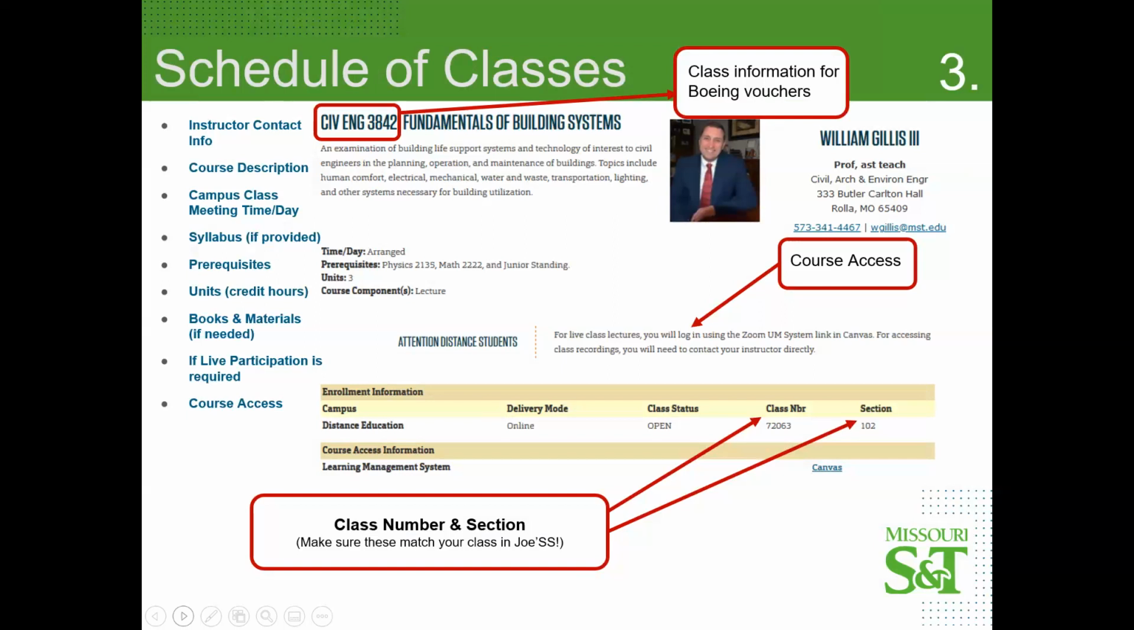So real quickly, if you are a Boeing employee and you are utilizing LTP vouchers, right here where it says Civil Engineering 3842, that would be the type of class information that you would put on your voucher. You do not put the 5-digit class number on there.